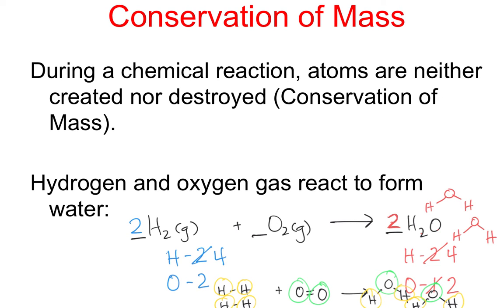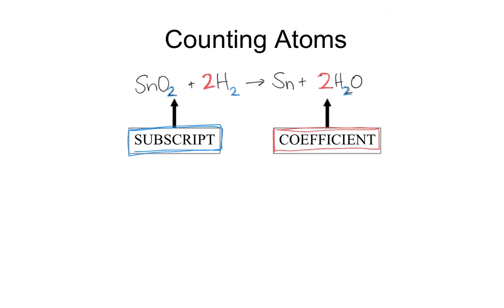So the law of conservation of mass tells us that mass is neither created nor destroyed in a chemical reaction, and the number of atoms on the left side, or the reactant side, of an equation must equal the number of atoms on the right side, or the product side, in order to obey this mass conservation. So let's look at this equation here for counting atoms. How are we going to determine how many atoms of product and how many atoms of reactants we have?